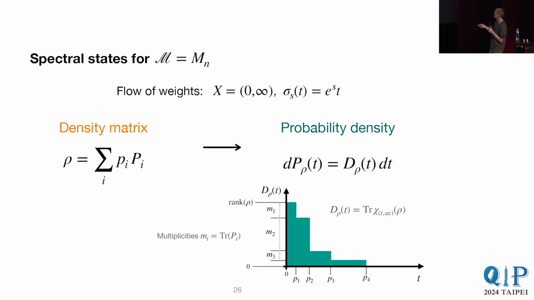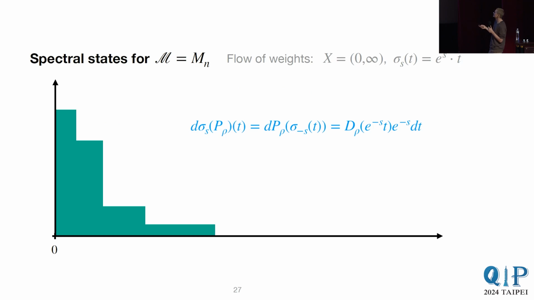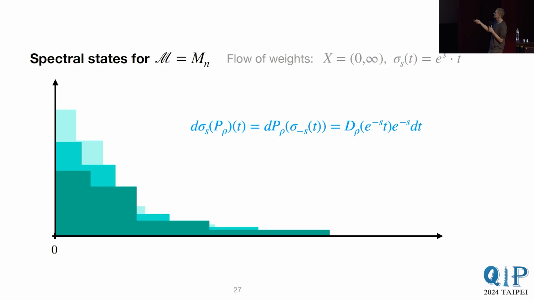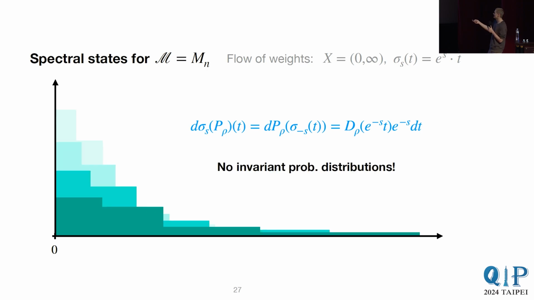So maybe let's look at the time evolution of a probability measure here. Let's look at the cumulative distribution function of a state rho and let it evolve. We see that it gets flatter and flatter and flatter. And that means that there are no invariant probability distributions, because there cannot be embezzling states on a matrix algebra. We saw that. We had the no-go theorem that Henrik mentioned.